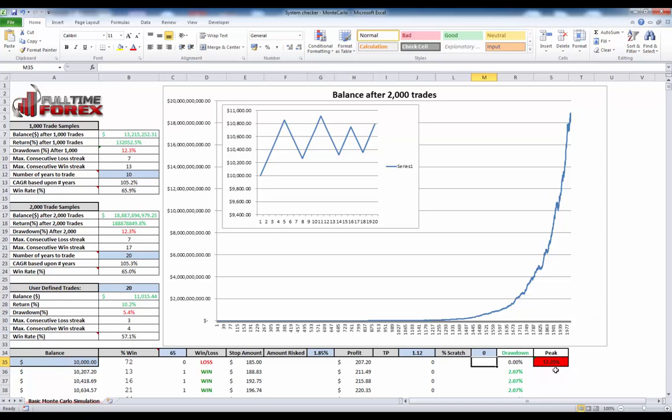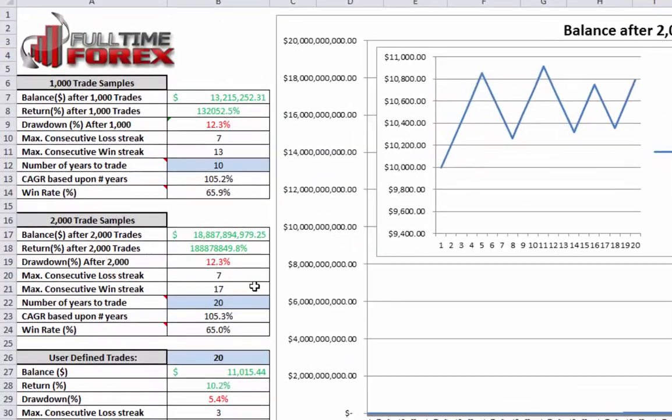The peak drawdown based upon the system metrics and this particular distribution of wins or losses, which I'll randomize in just a second, is 12.25%. Apparently over the next 2,000 trades, which will take me 20 years to do, I will be turning 10,000 into somewhere within the region of 18.8 billion. So pretty substantial and unrealistic returns there.